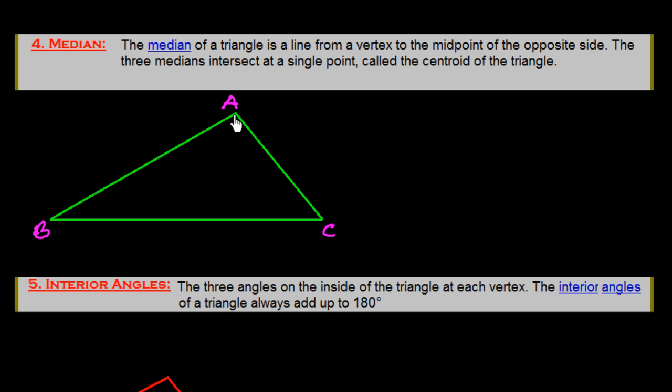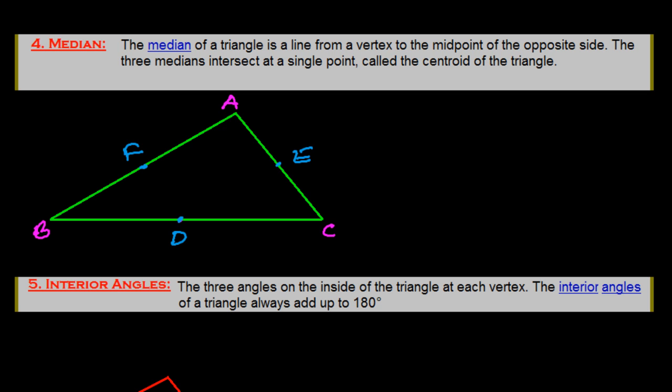Now I draw the medians from each of the vertices to the midpoint of the opposite side. So I give the name to the opposite side, that this is the midpoint. Just a moment, this is the midpoint, this is our D point, this is the midpoint of AC, this is our E, and this is the midpoint of AB, which is F. So I draw a line from A to D here.